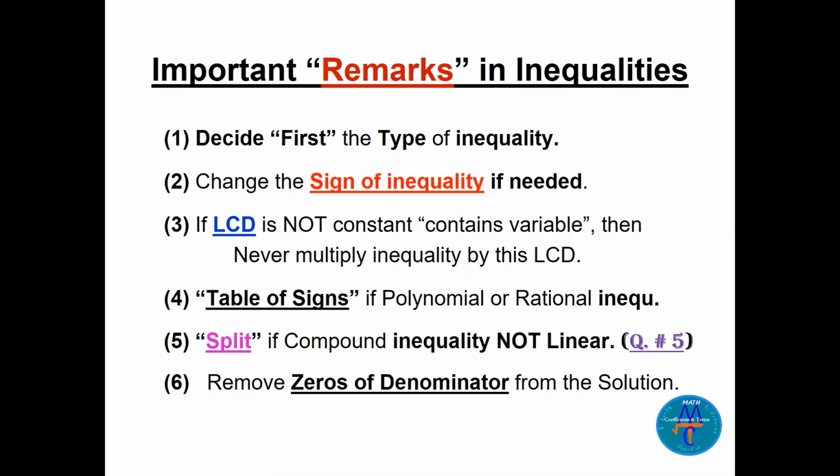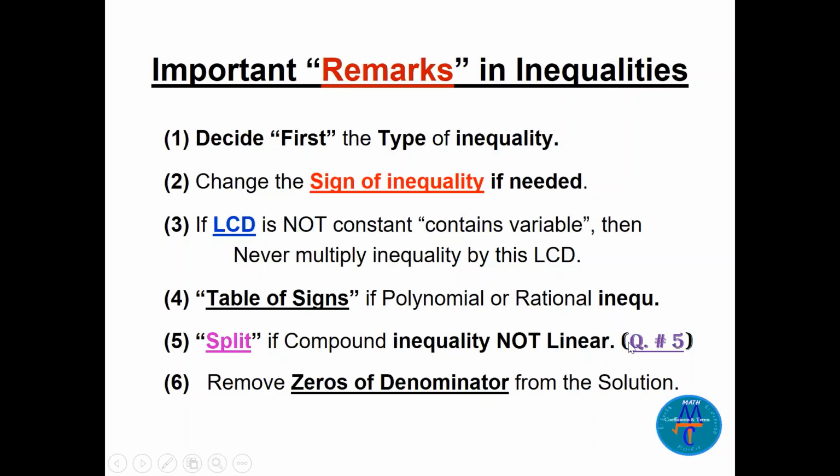You can read all these 6 hints. Change the sign of inequality if needed when you multiply and divide by a negative number. If the LCD contains a variable, do not multiply on both sides, remember? Make a table of signs if the inequality has a polynomial or rational. Split the compound inequality if not linear.